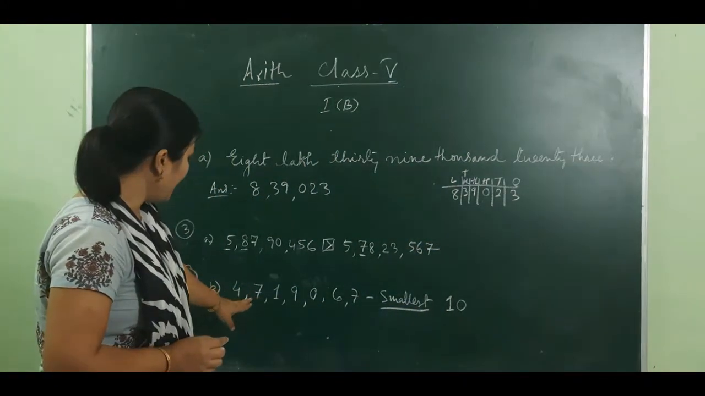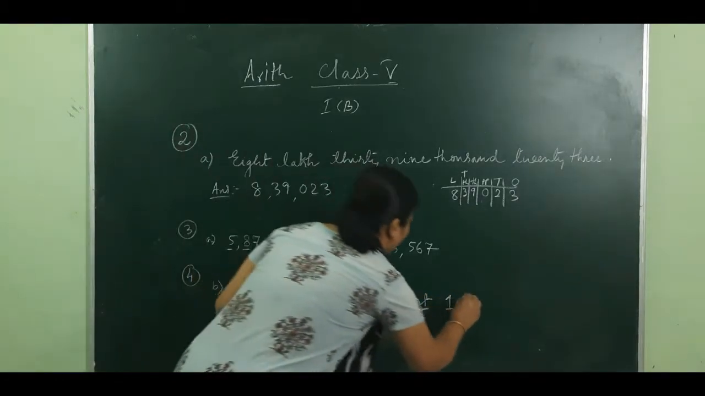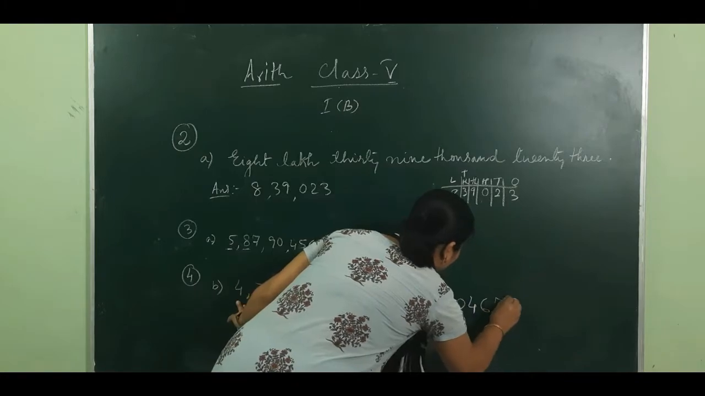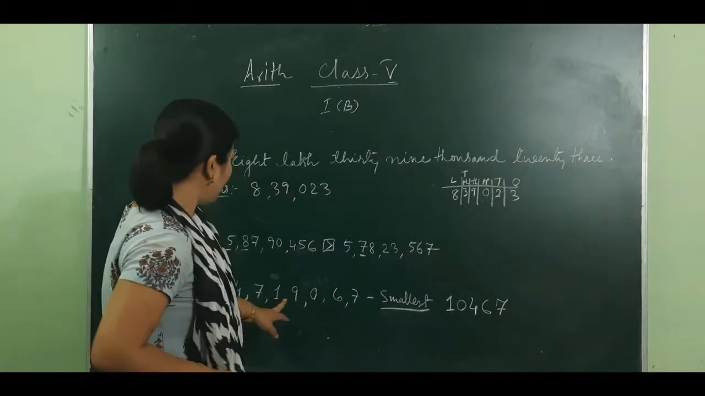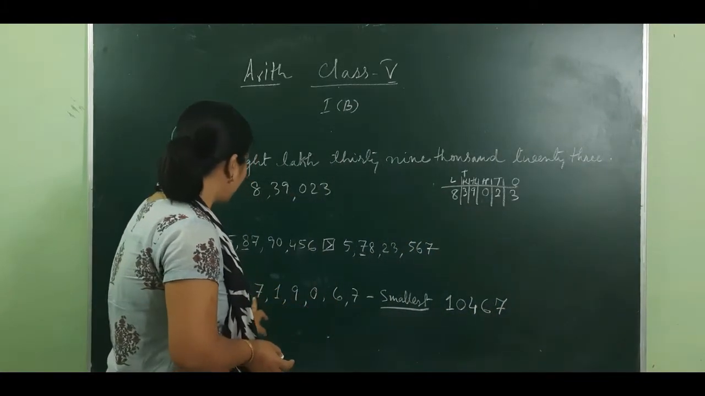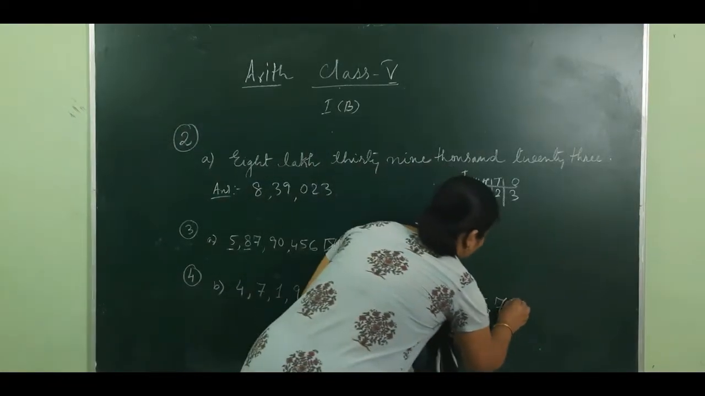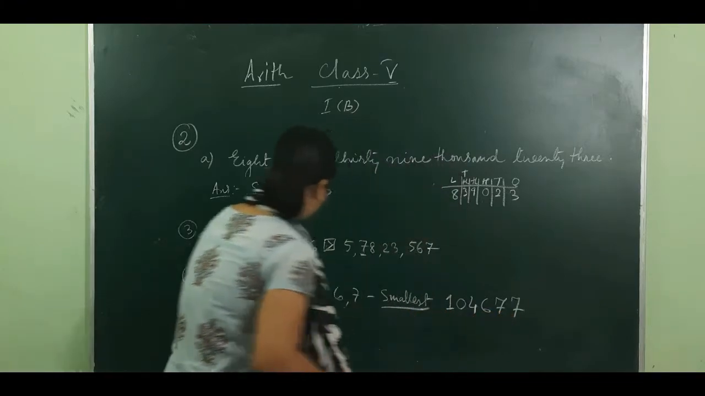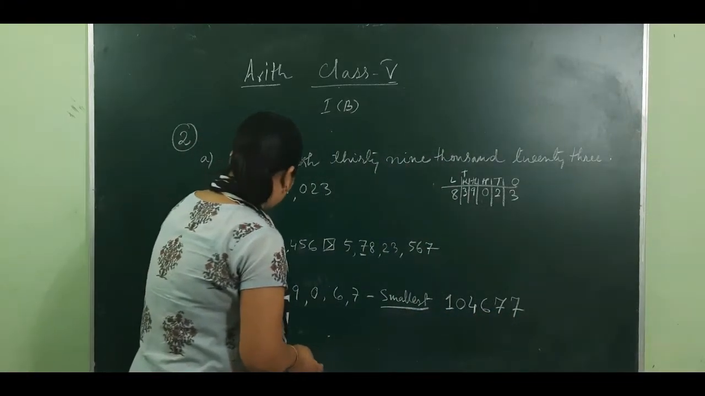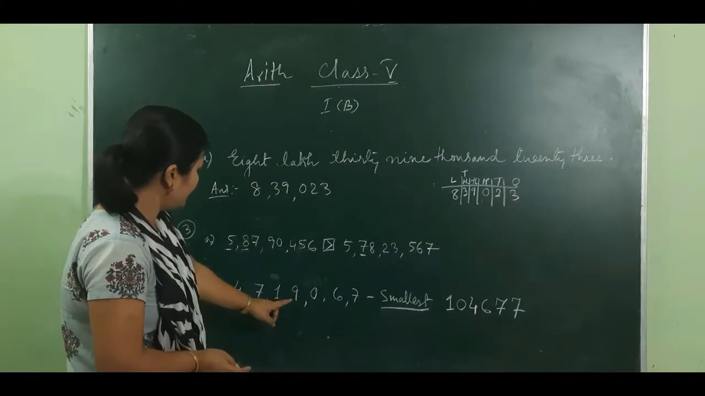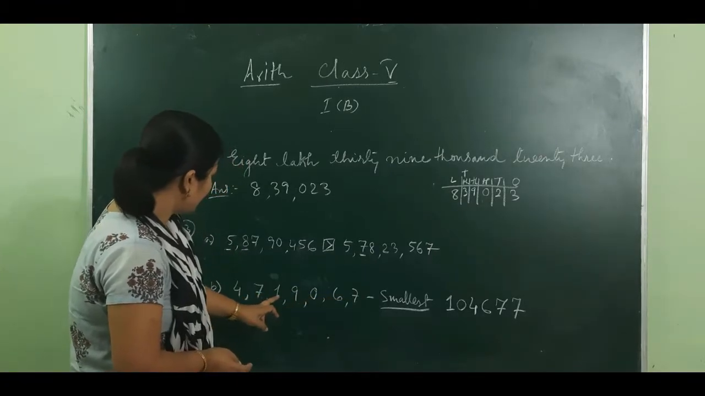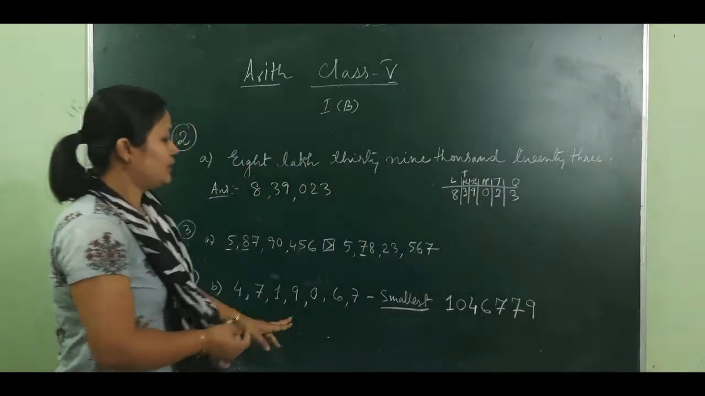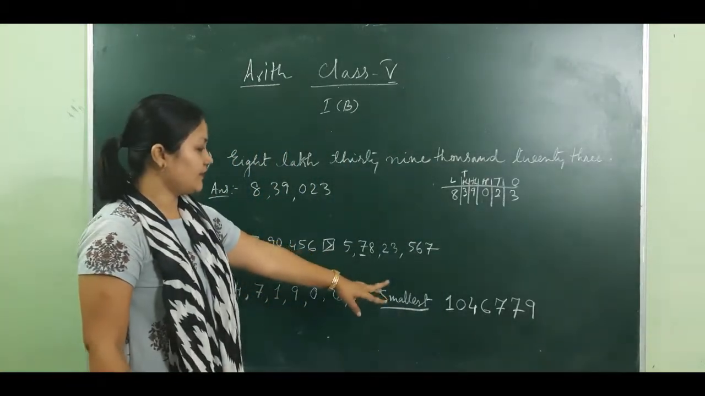Then we have 4. Then we have 6. Then 7. So 1, 0, 4, 6, 7. 7 twice, so we will write it one more time. How many digits are there? 1, 2, 3, 4, 5, 6, 7. 9 is left, so here 9. So it becomes the smallest 7-digit number.